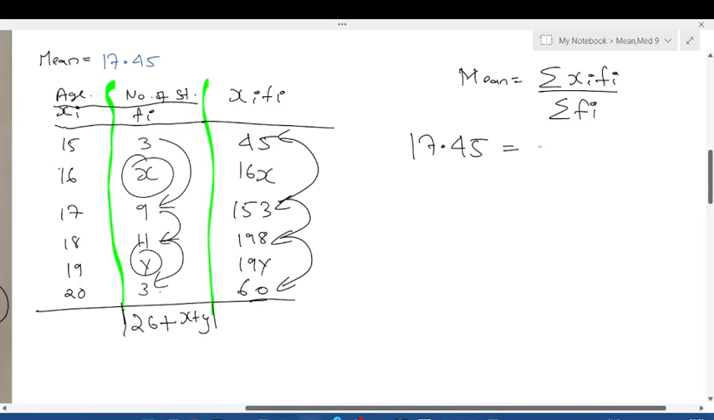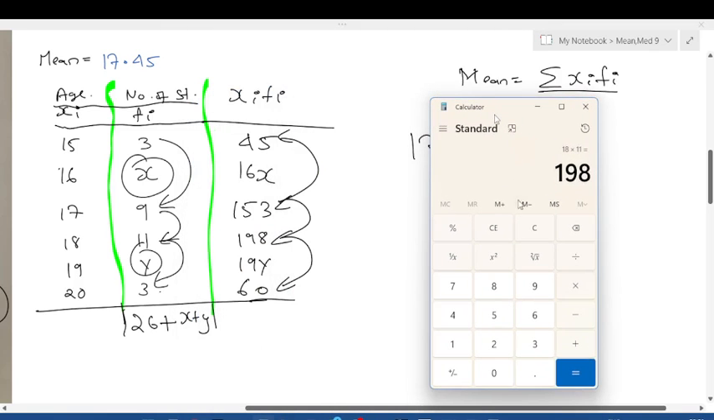Yes, students, respond. What's the answer you all got? 45. All of you completed? 40. Okay, just add the numbers. 45 plus 153 plus 198 plus 60. 456. Very good.